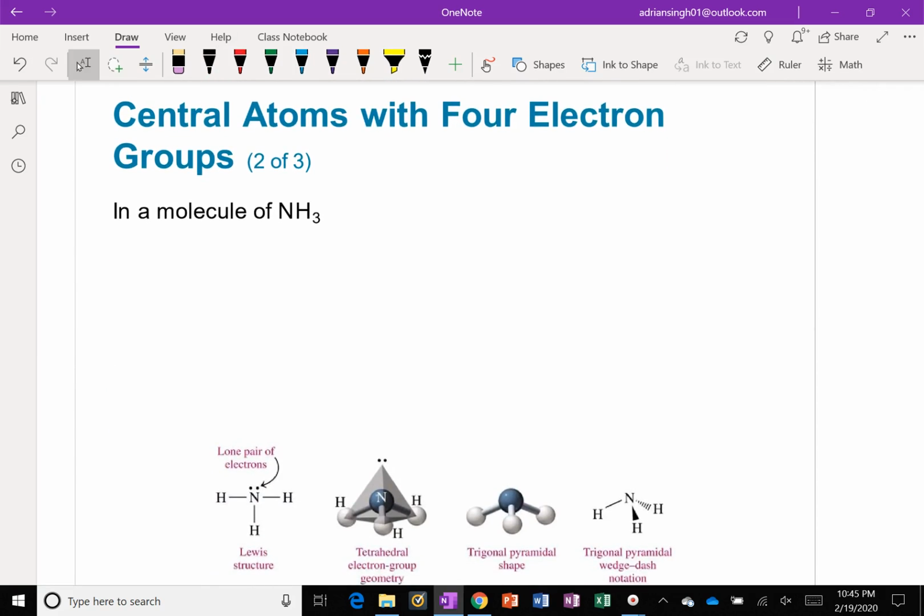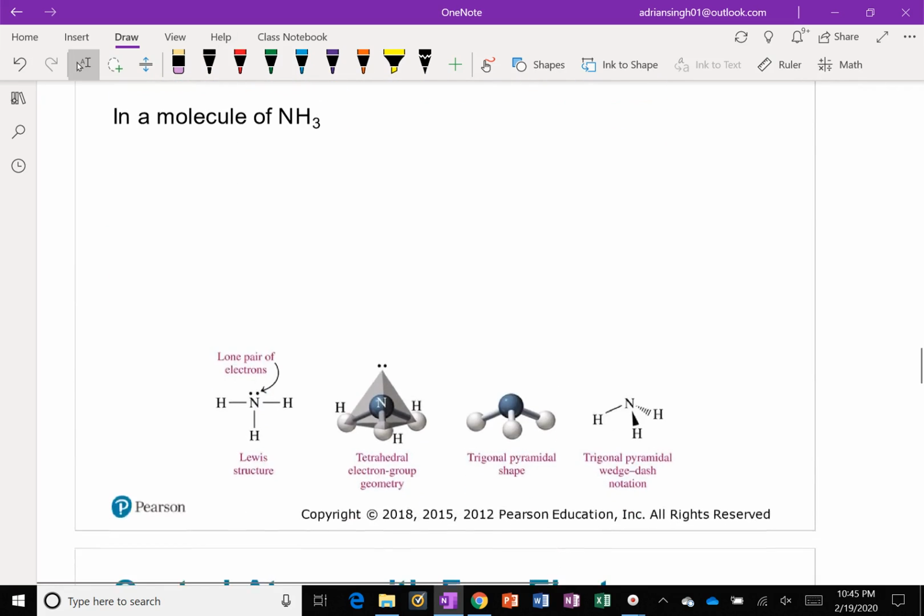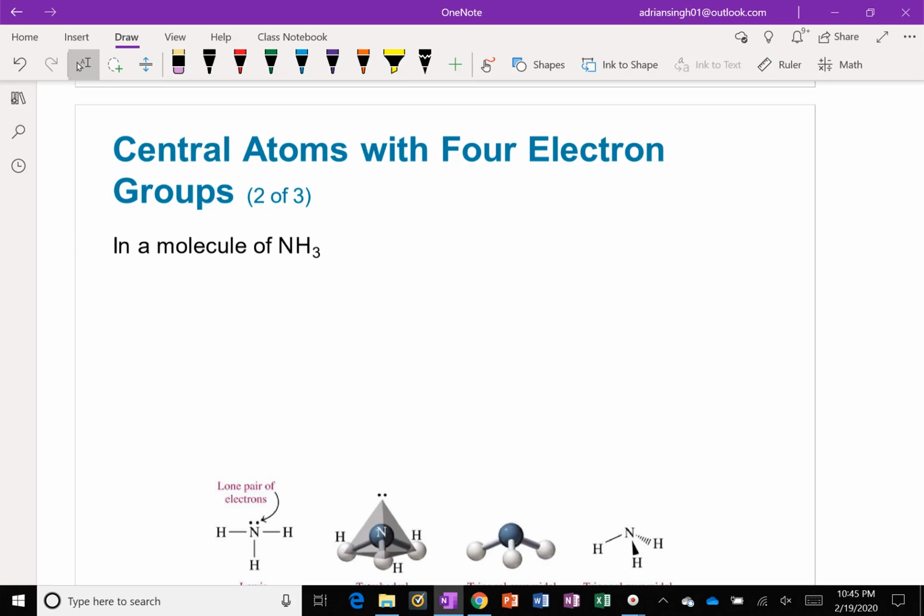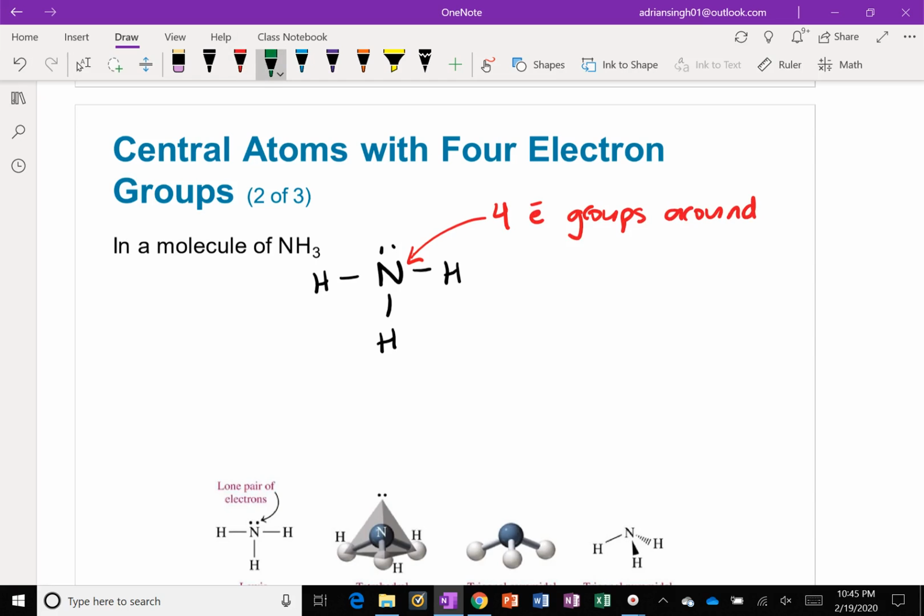So if we take a look at another example, so here we have ammonia, or NH3, and if we draw the Lewis structure for this, we see that it looks like that. Nitrogen in the middle with 3 H's around with the lone pair on top. And this also is something that we did in class and in lab. So again, if we focus on the central atom, which is our nitrogen, we have a total of 4 electron groups around it, right? And those 4 electron groups would be the lone pair, this bond here, that other bond, and then the 4th bond, right? So 4 electron groups around.